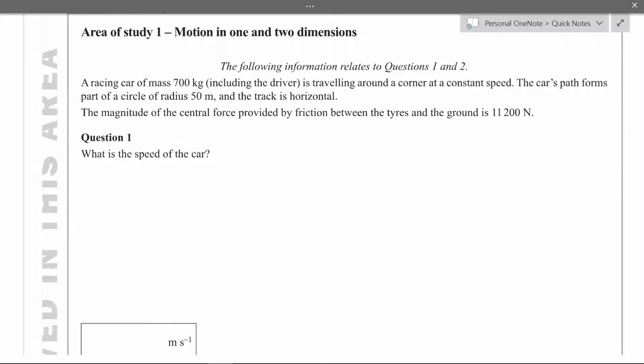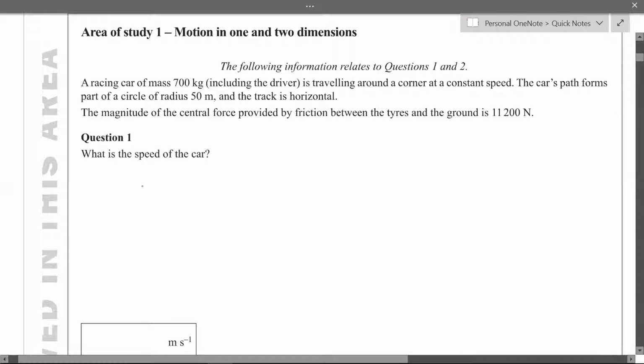So what's the speed of a car? I drew a diagram. This radius is 50 meters. The car is here with a mass of 700, and constant speed, and the central force provided by the friction is 11200.